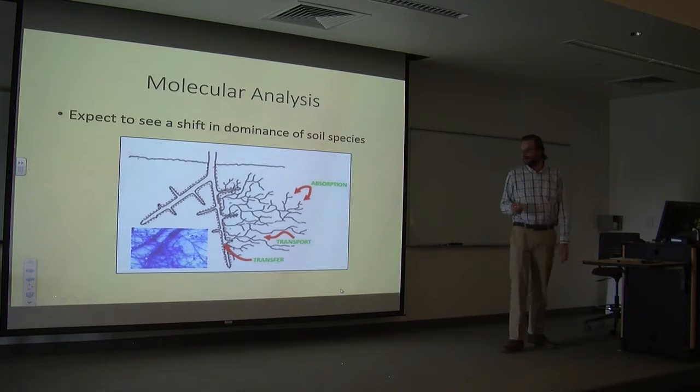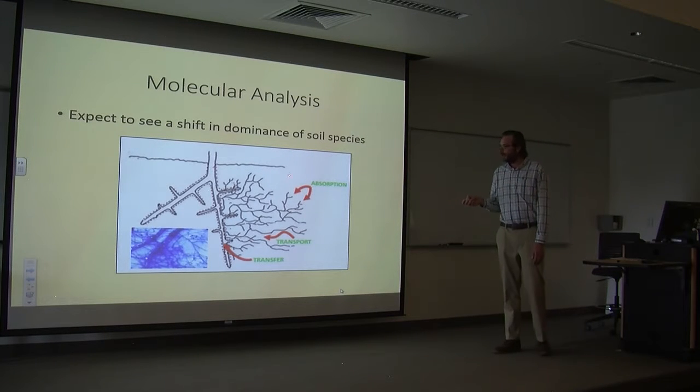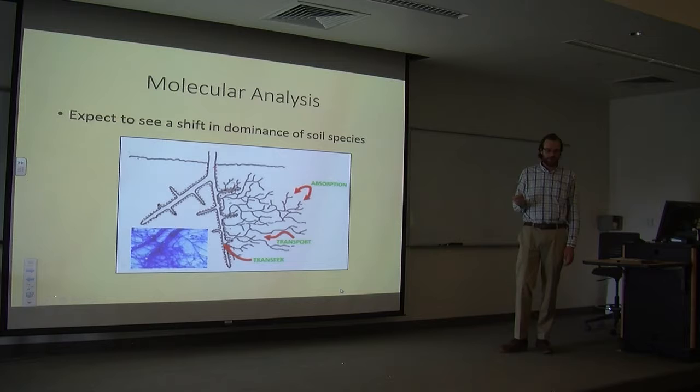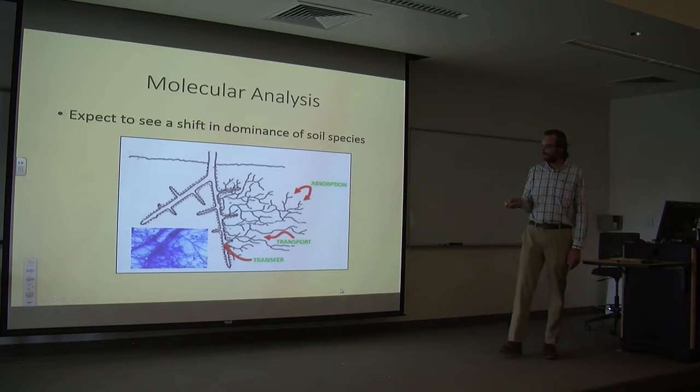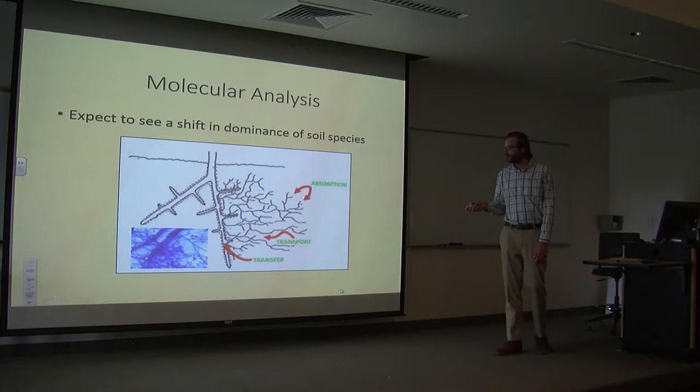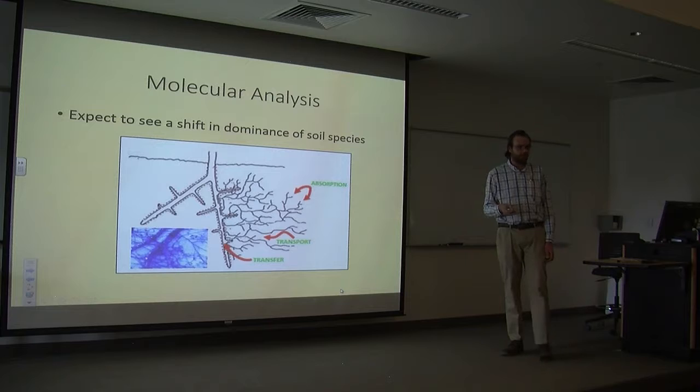Why do we expect this shift? Like I said, they're competing for these nutrients to get to the tree, because the tree has a higher need for those nutrients because of being parasitized. So some of the species are going to be more efficient at that than others and will become more prevalent.